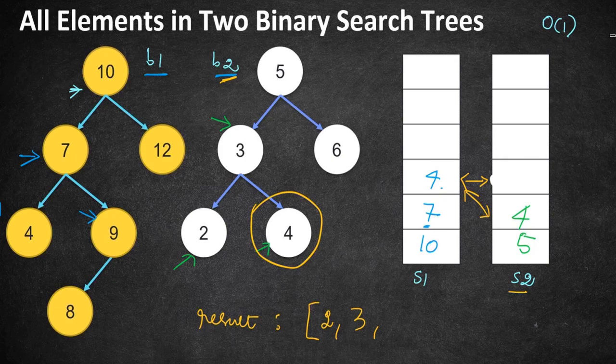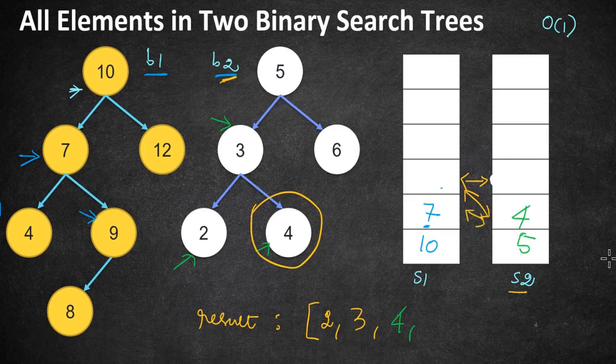So both the values are the same. So let's pop it from our stack 1. So I'm going to insert 4 to our result. And then we are left with 7 and 4 for comparison. So in this case, 4 is again the lesser value.